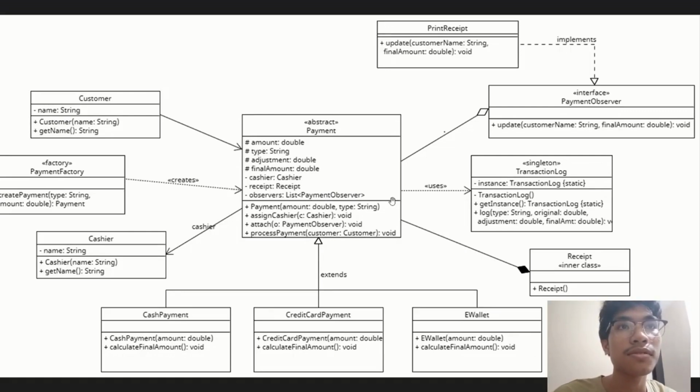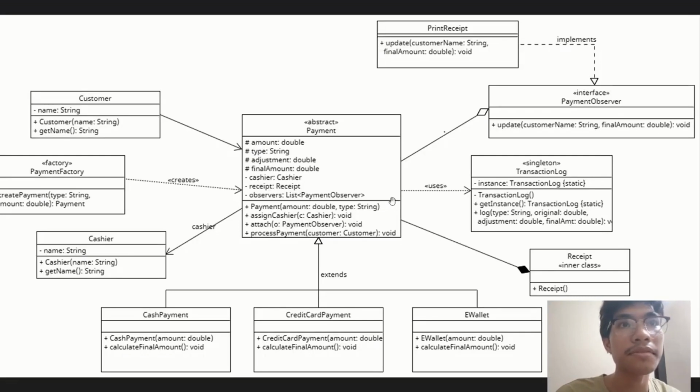After that is the TransactionLog. It shows a singleton pattern. This ensures that only one instance exists throughout the program by making its constructor private and providing a static getInstance method. Every payment routes its log entry through this single shared instance, and this keeps all the transaction records in one place.